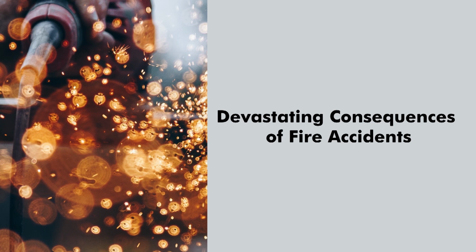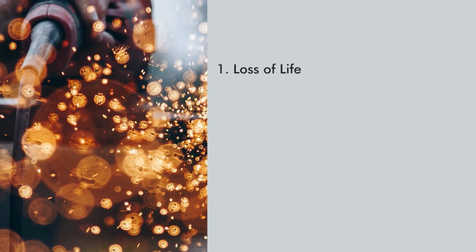Next, we will see the devastating consequences of fire accidents. The aftermath of fire accidents in industrial settings can have far-reaching consequences, like loss of life. Fires can lead to injuries and fatalities among employees, emergency responders and nearby residents. The lack of proper fire safety measures, including evacuation plans and fire extinguisher knowledge, increases the risk to human life.